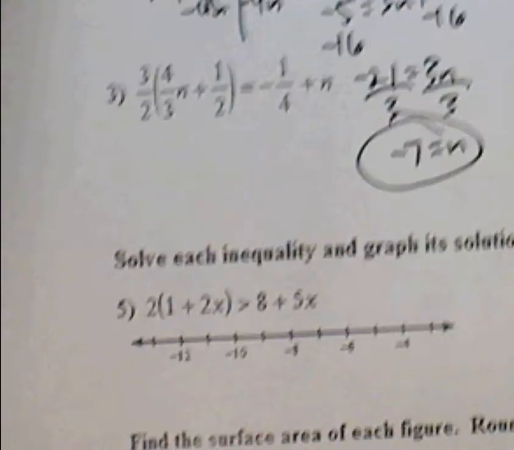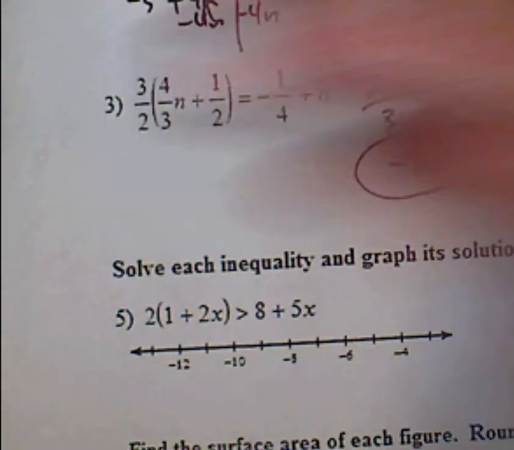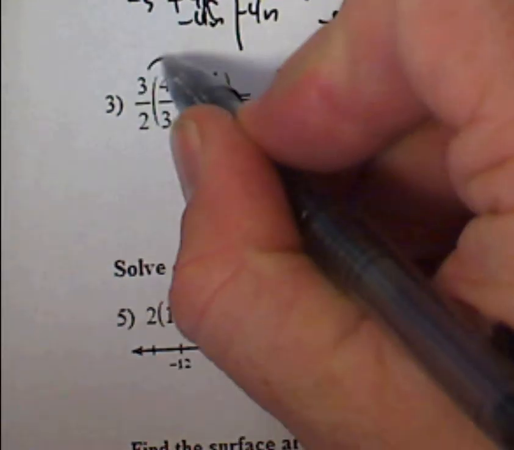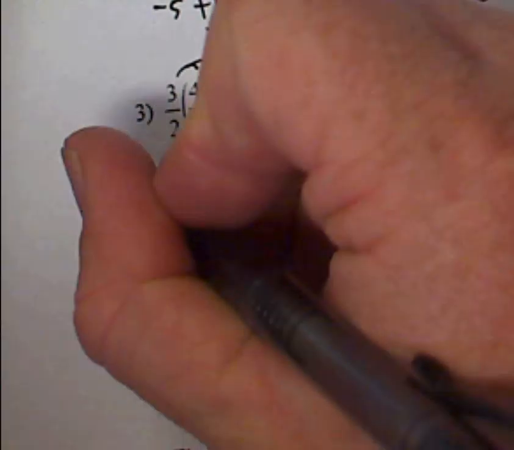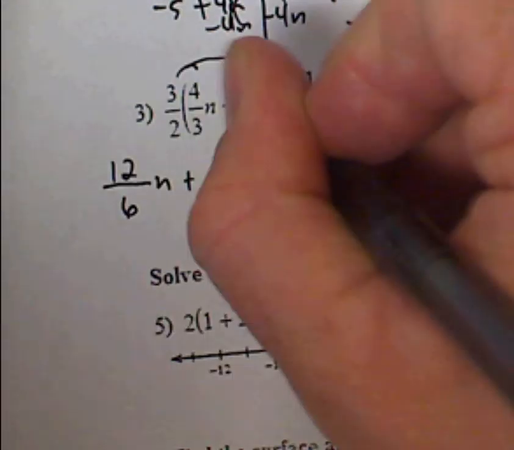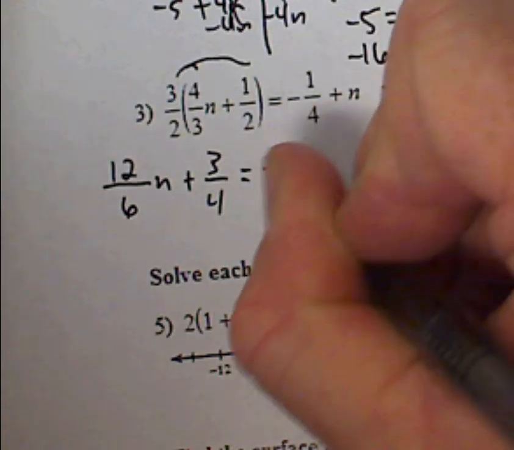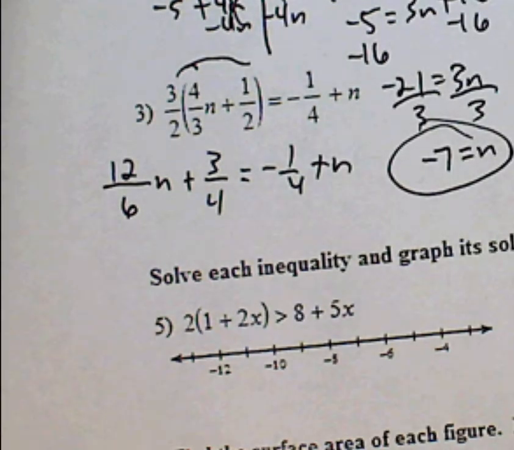Number 3. Pause the video and try. We must distribute first. 12 over 6 n plus 3 times 1 is 3, 2 times 2 is 4, equals -1 over 4 plus n. Now I can multiply by denominators.